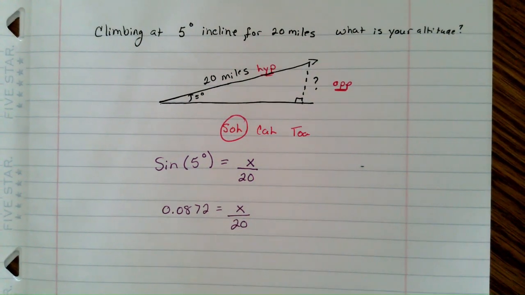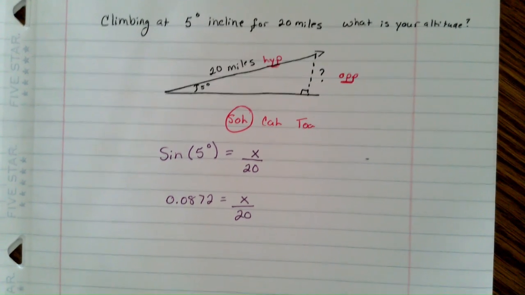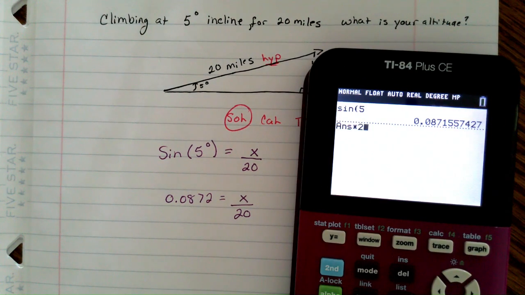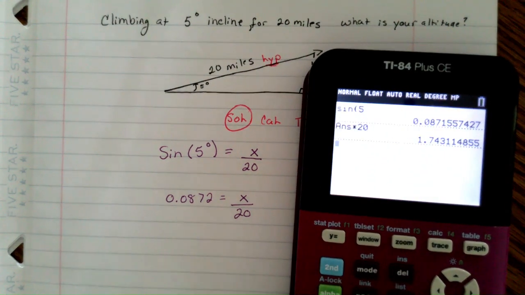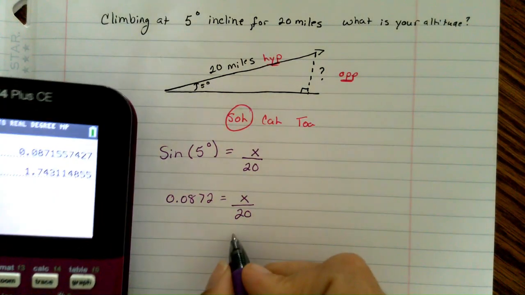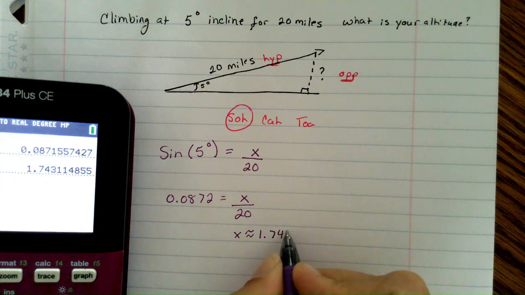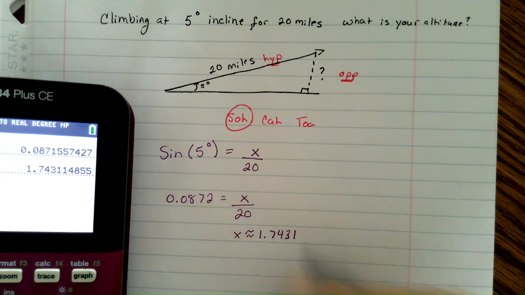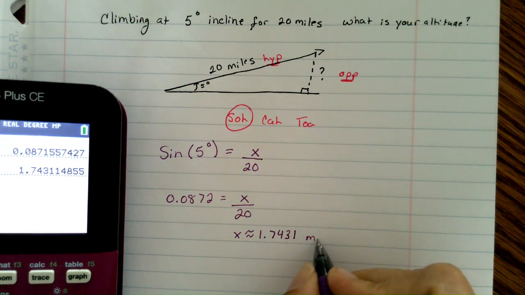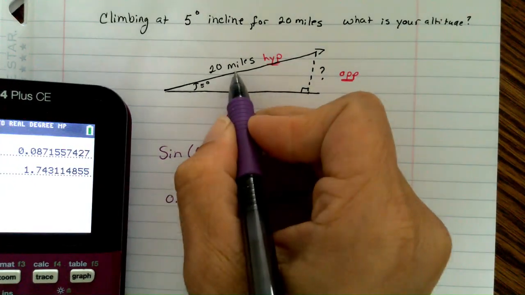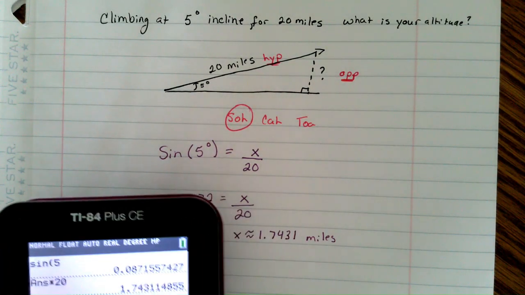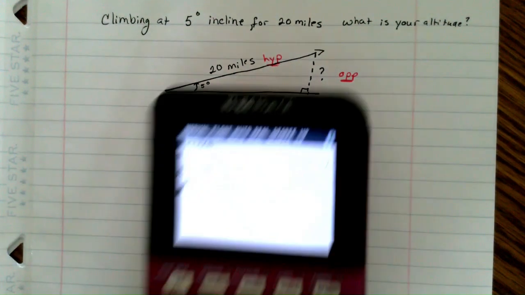And how do we get rid of dividing by 20? We multiply by 20. So X is approximately 1.7431 miles, because that was in miles. Almost 2 miles, let's see.